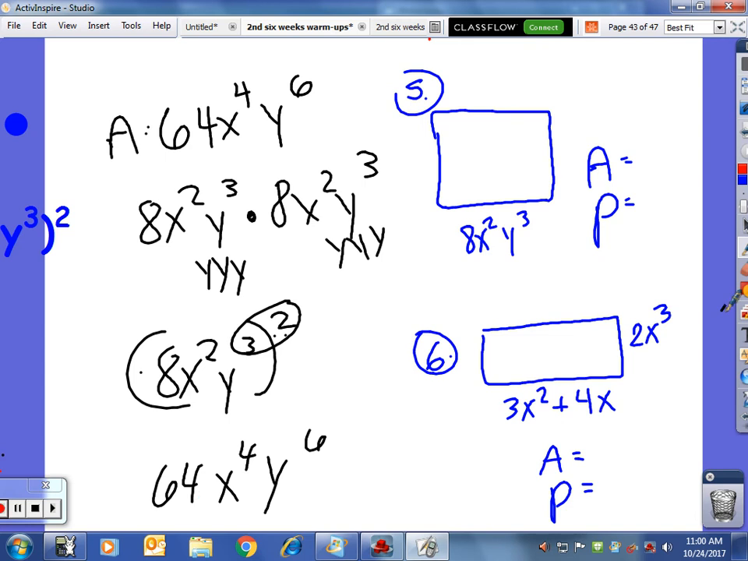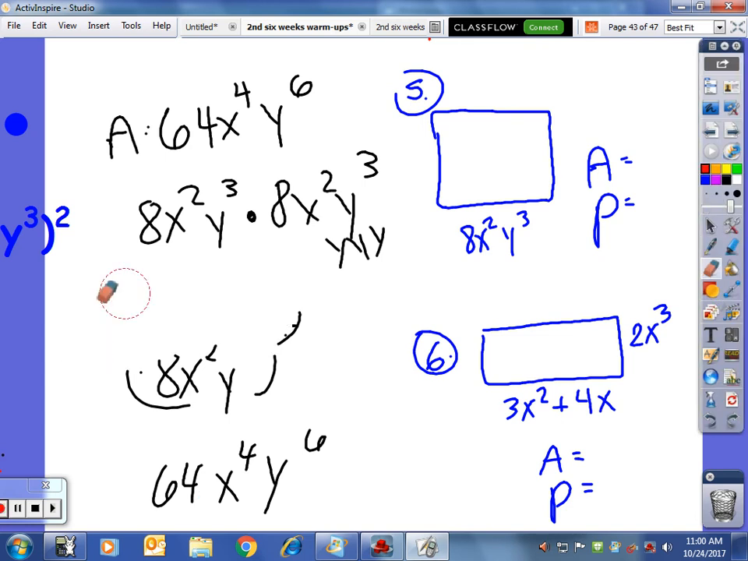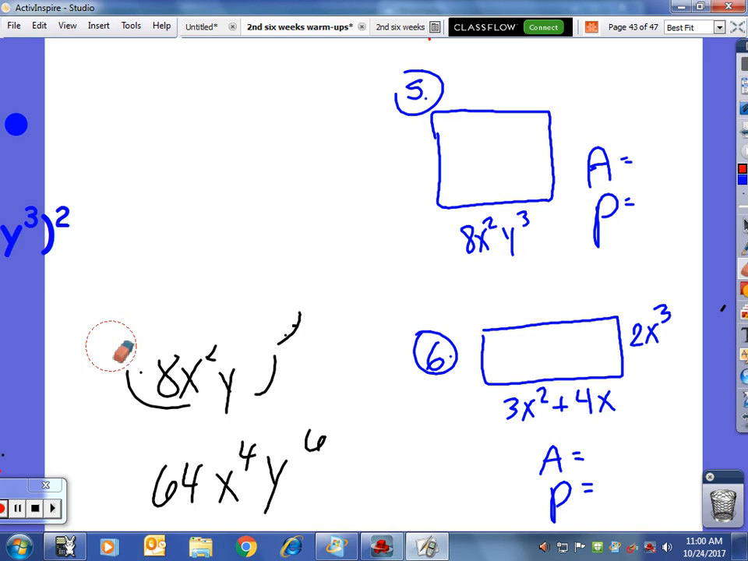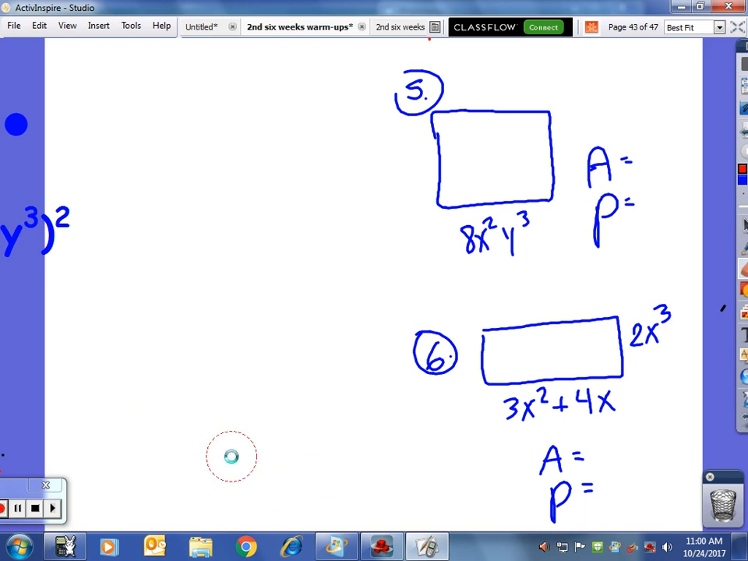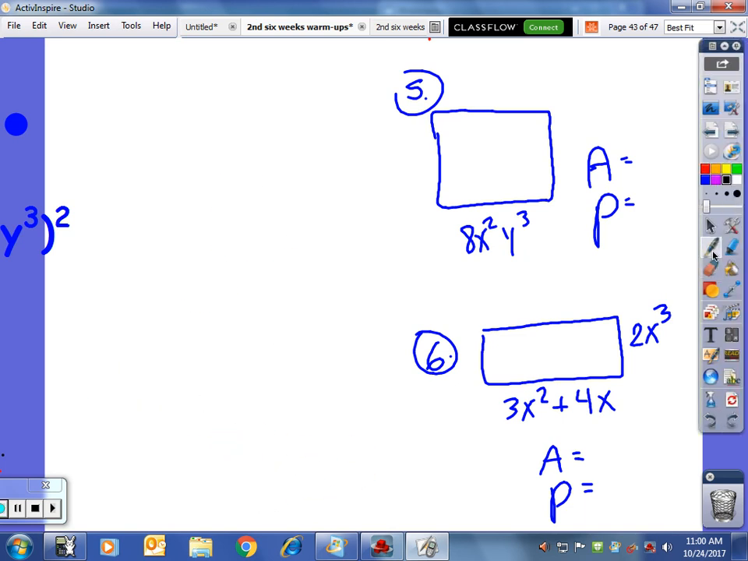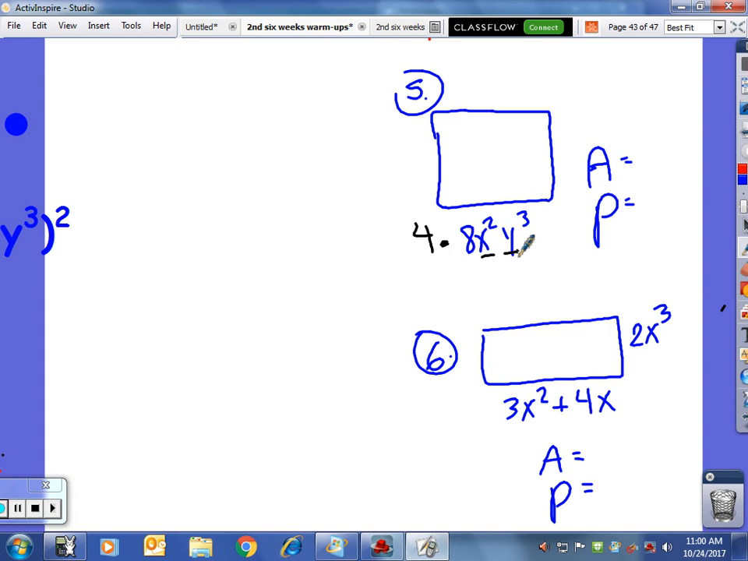All right, now, perimeter. Perimeter of that guy is adding all of the sides. And they're all the same. So what could you do? Yeah, just multiply by 4. Will multiplying by 4 change the x squared y cubed? Absolutely not. On perimeter, your exponents don't change. That's 32 x squared y cubed. Right, Michael? Is that what you got?